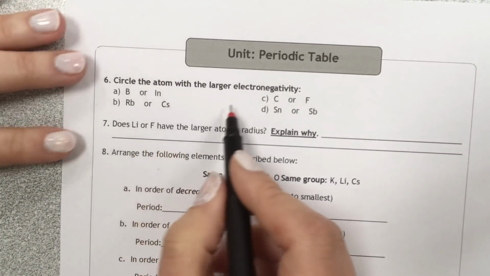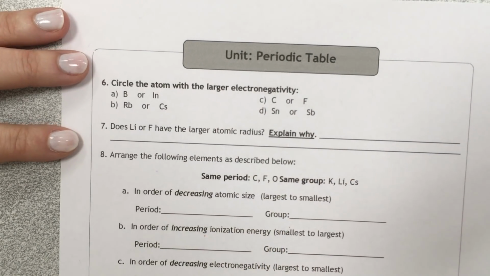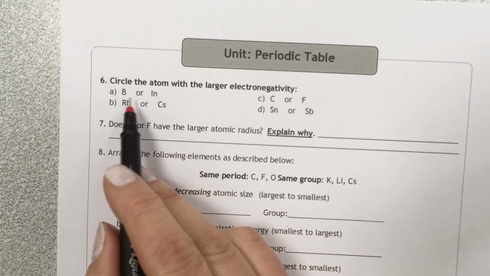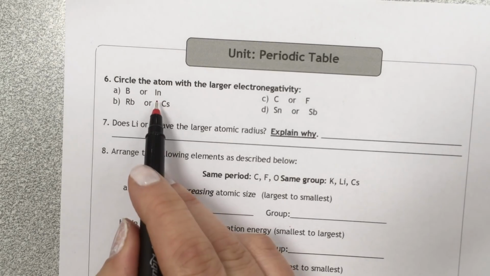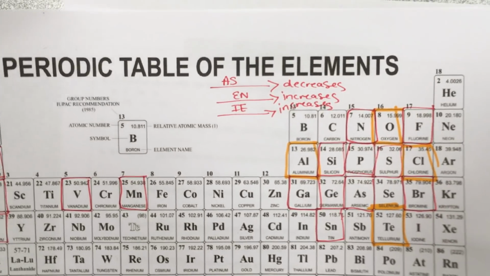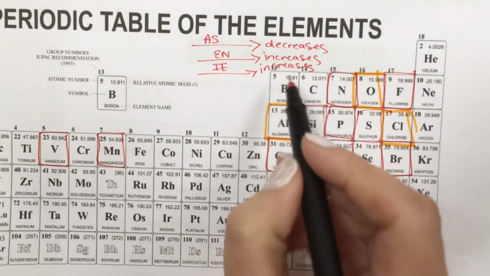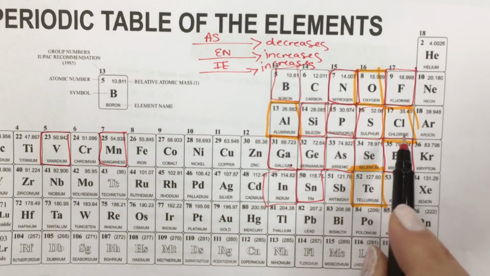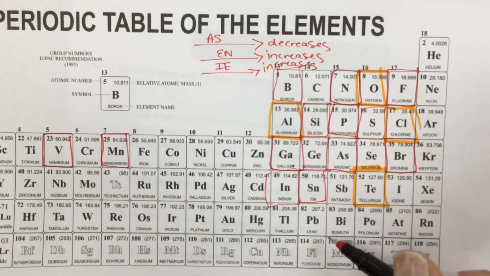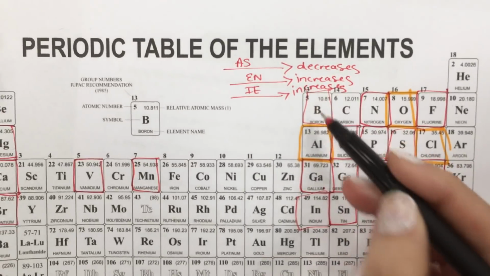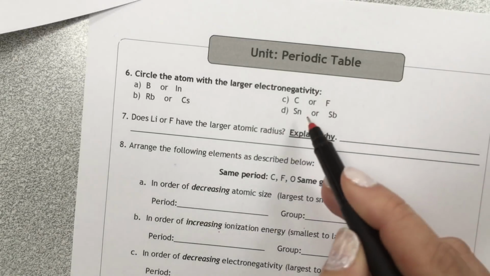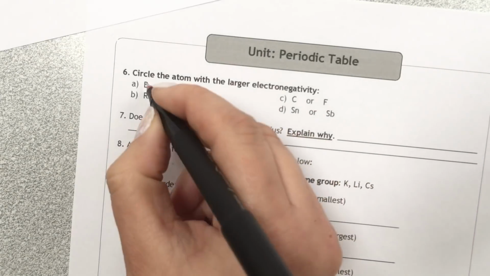Okay, circle the atom with the larger electronegativity. So now we are back to the periodic table. Larger electronegativity, boron or indium, which is right here. Electronegativity increases as you go to the right and decreases as you go down. So it is decreasing as you go down. It wants us to circle the larger one, so boron is larger.